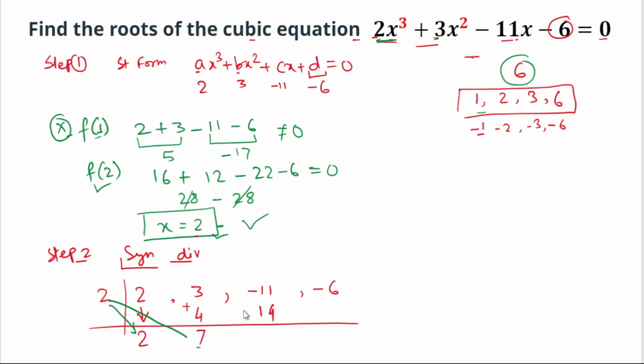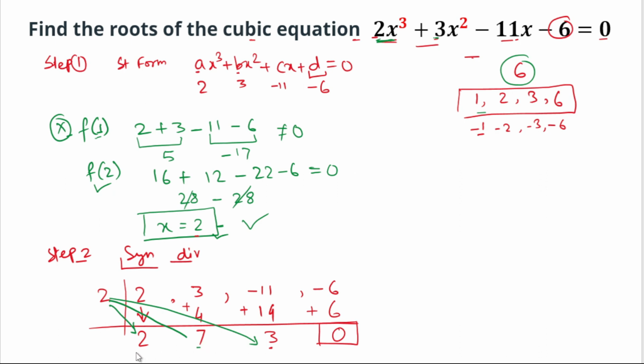Now we'll add again. If we add 14 and negative 11, it is 3. So we have got the value 3. Now we'll again multiply by this number, that is 3. 2 multiplied by 3 is 6. So 6 here, and we'll add: negative 6 and positive 6 is 0. So we have got the remainder here as 0.